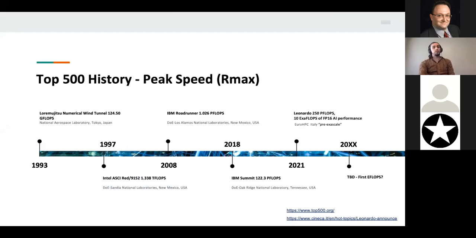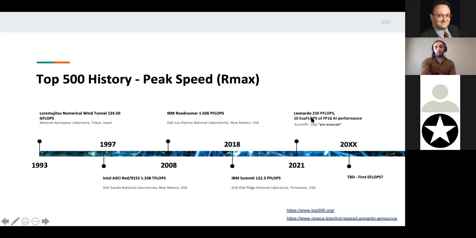Now, the history of how we are moving. If you look at 1993, the systems were in gigaflops, and then in 1997, we got to 1.3 teraflops. In 2008, it moved to 1 point something petaflops, and then Summit comes and it gives like 120 something. I believe this is the older number. I think the updated benchmark number is like 145 petaflops, and you can check the numbers on top500.org.